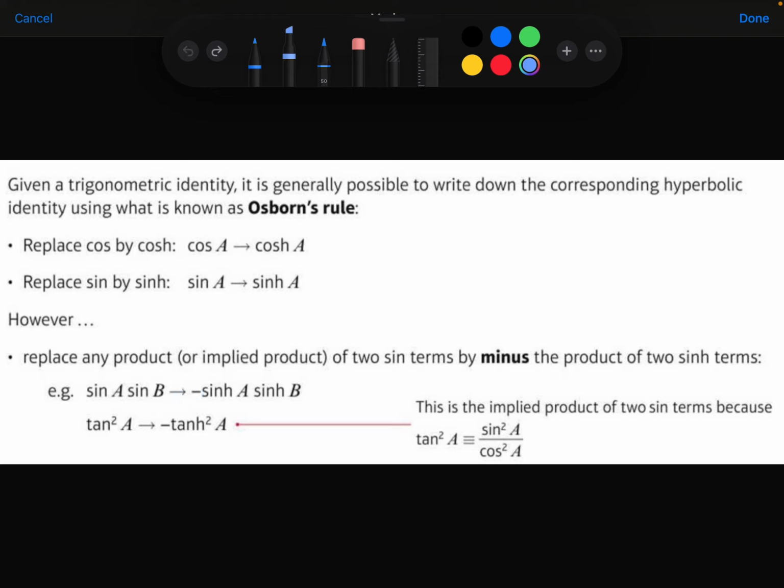That is also the case if you have a tanh times a tanh. Because remember that tan is the same thing as sine over cos. So if you have a tanh times a tanh, then that is also a sinh times sinh. It's just hidden away within the tanh.